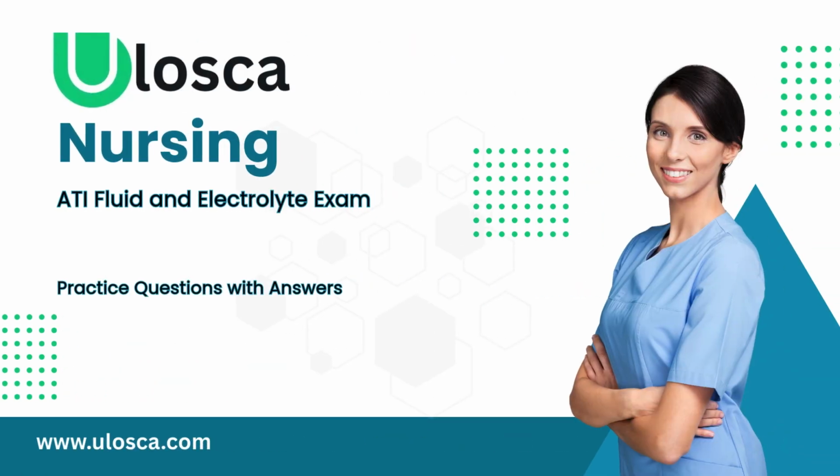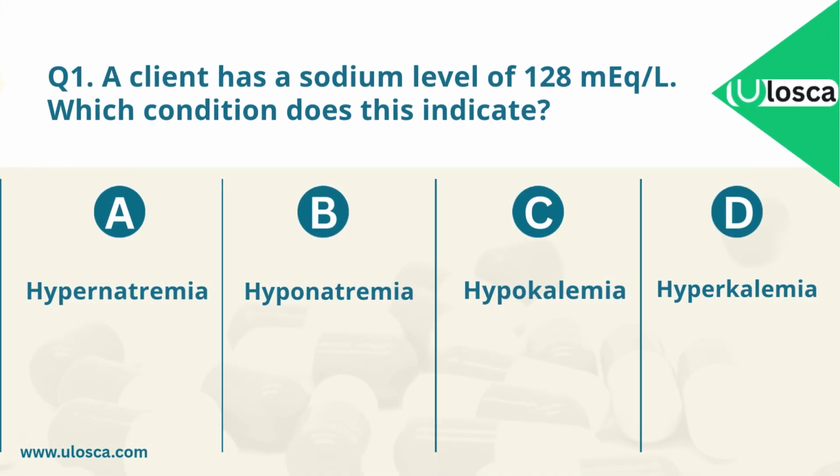ATI fluid and electrolyte practice questions with answers. Question 1. A client has a sodium level of 128 milliequivalents per liter. Which condition does this indicate? A. Hypernatremia. B. Hyponatremia. C. Hypokalemia. D. Hyperkalemia. Which one is the correct answer?